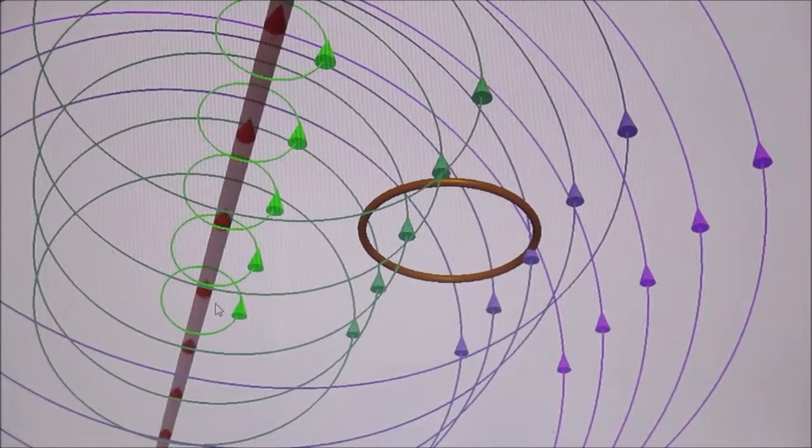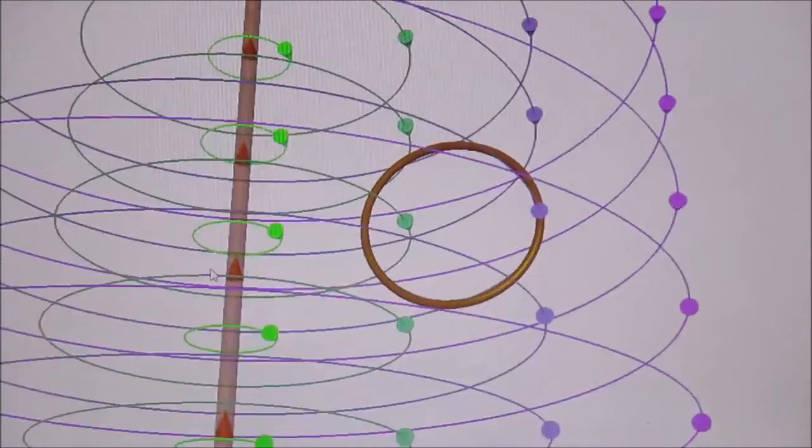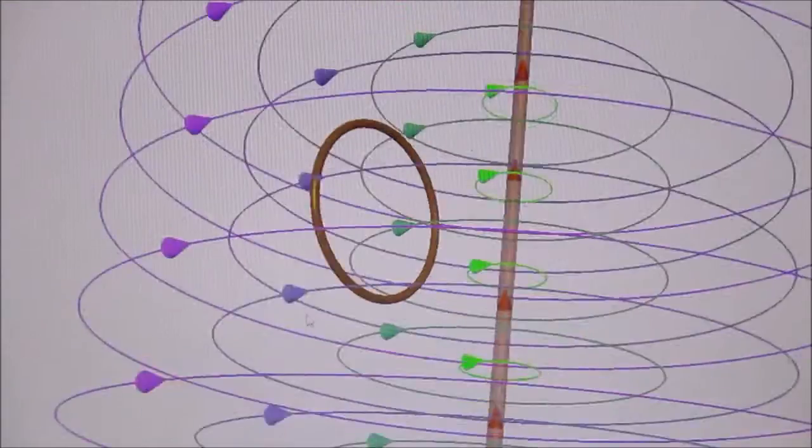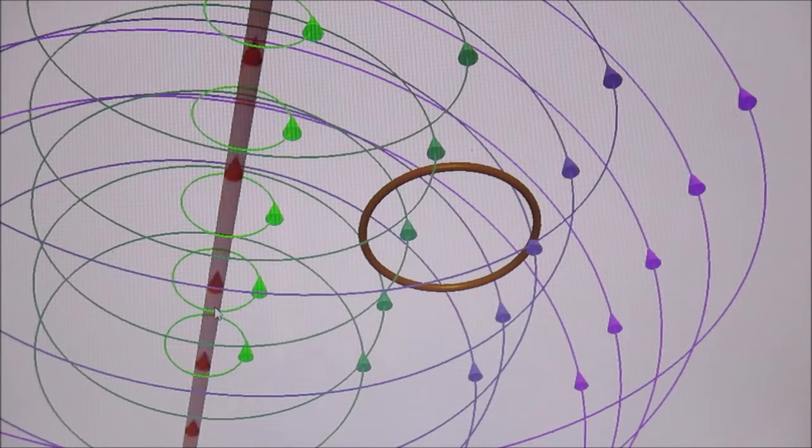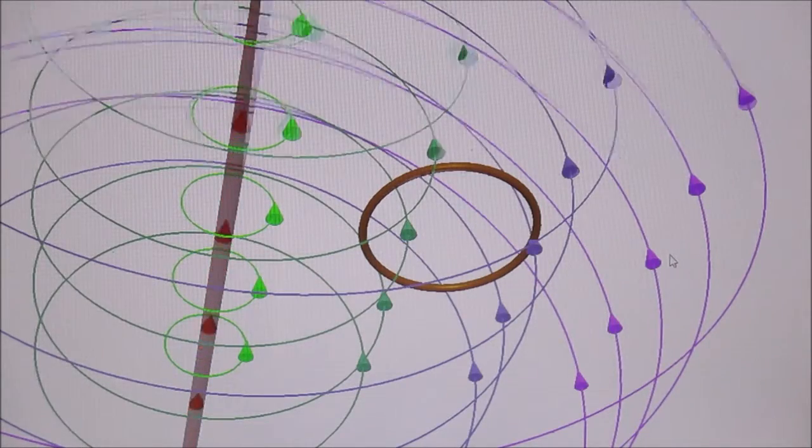Let's next consider a system where the magnetic field is not uniform. A long straight wire carries a steady current I. Next to the long straight wire is a circular loop. The colored circles represent magnetic field lines, with green representing the highest magnitude of magnetic field depicted and pink representing the lowest.